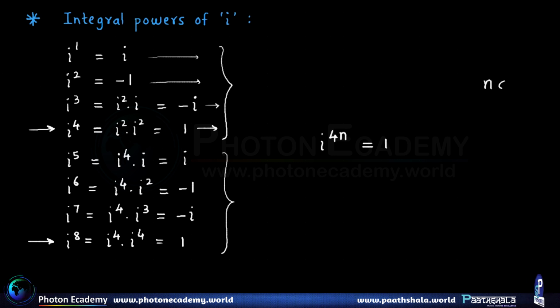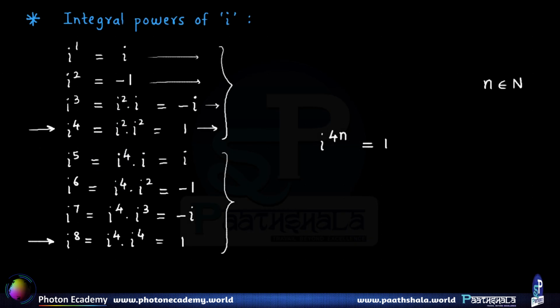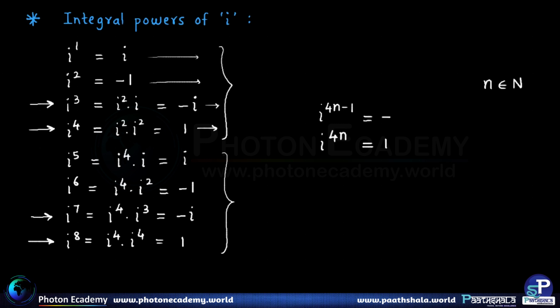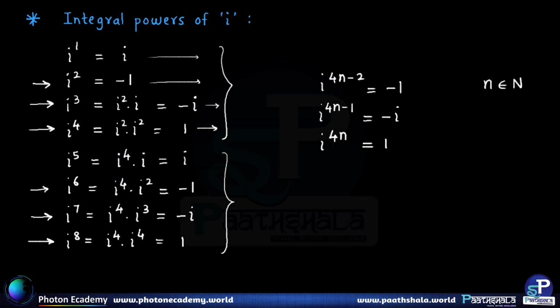Now here we have n as a natural number. So when n is 1, the smallest value of 4 into n will be 4. So that makes i raised to 4 as 1. So therefore one power less, that is 4n minus 1, will be nothing but the powers i cube as well as i raised to 7 and so on. So that will be equal to minus i. Then going one step back, we have i raised to 4n minus 2, which is nothing but minus 1. That is where we have i square, i raised to 6, i raised to 10 and so on.